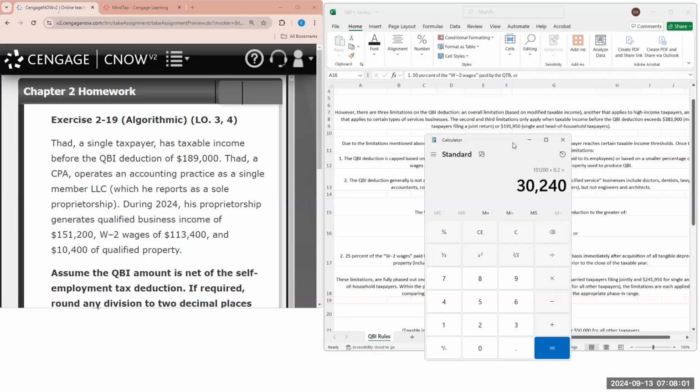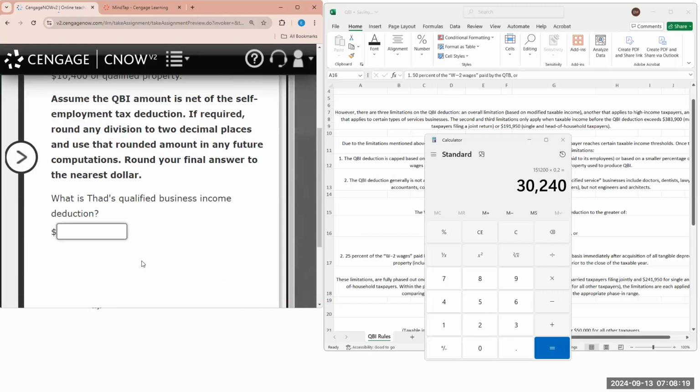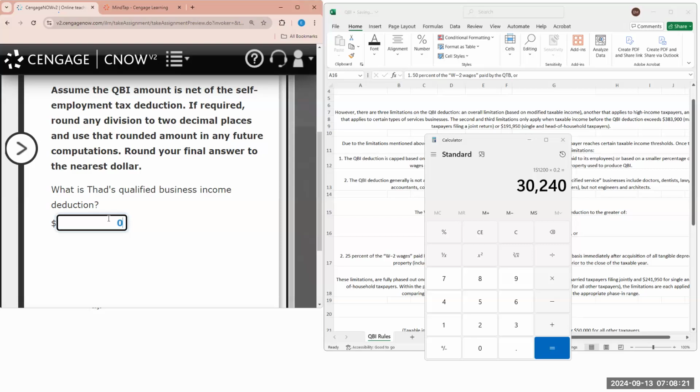Because it is less than, in such case, we take the lesser of the two. We know that the qualified business income of 151,200 is less than the taxable income before the QBI deduction. So therefore, the 20% QBI deduction is 30,240.